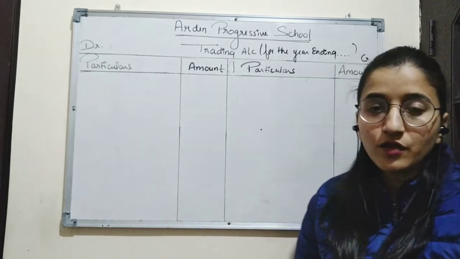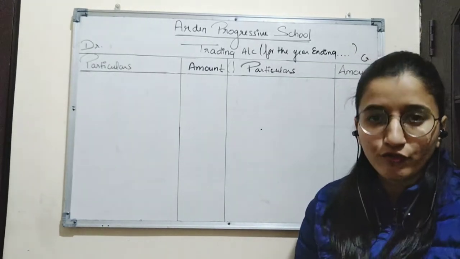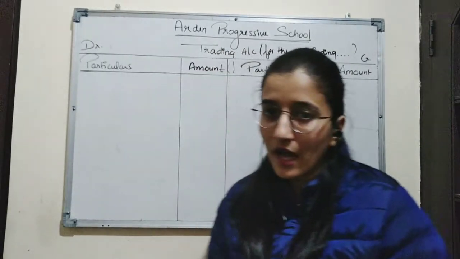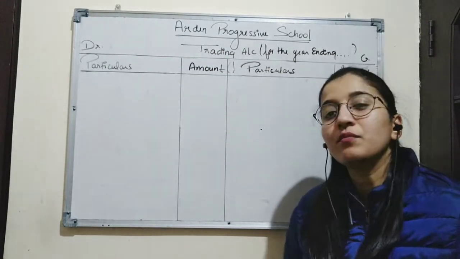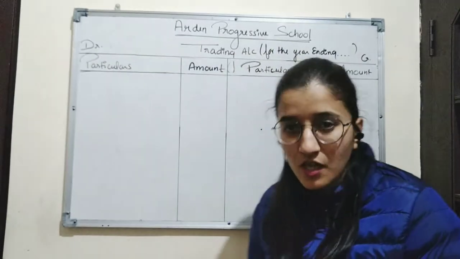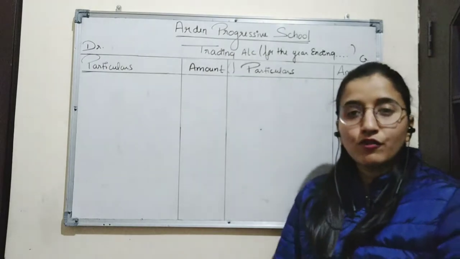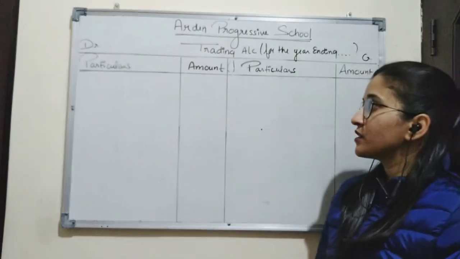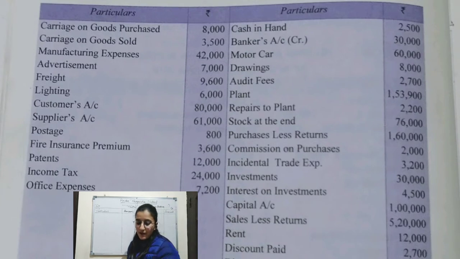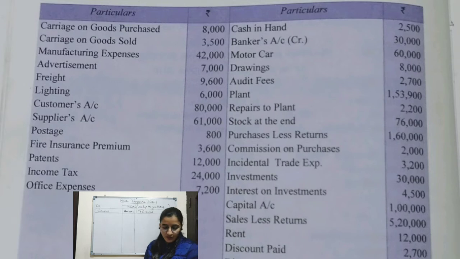Today in this session, we'll be solving a full-fledged question of final accounts, which includes trading account, P&L account and balance sheet. As in the previous session, we have discussed the balance sheet, a question based on the balance sheet. So today, we'll be solving the full-fledged question of final accounts. The question is: from the following balances, prepare a trading, P&L account and balance sheet. We have been given the items which will be recorded in trading, P&L and balance sheet.